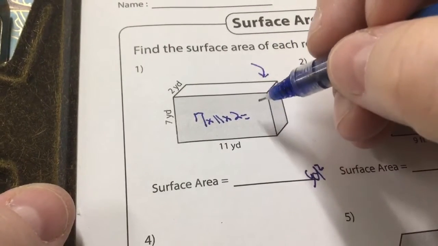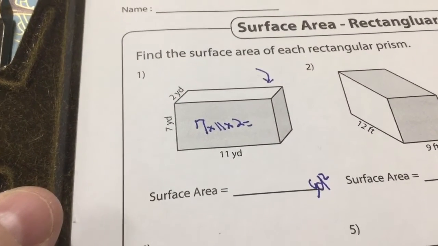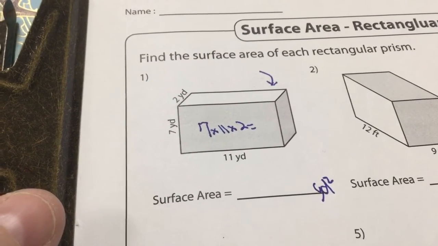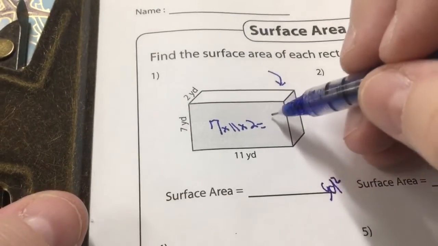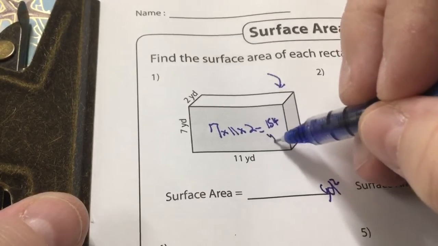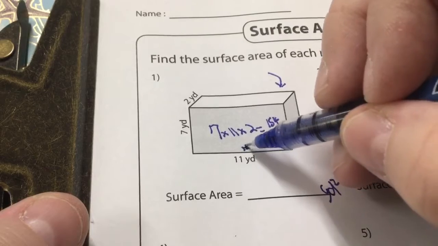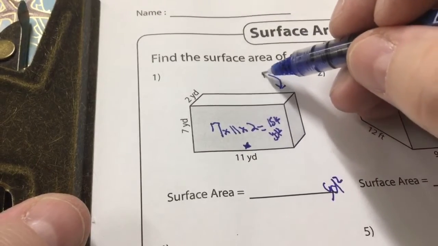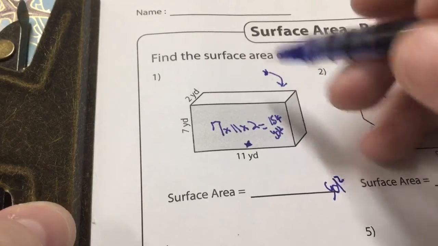And that'll give us, what, 7 times 11 is 77. And then I've got my calculator here. 77 times 2 is 154. So 154 yards squared, and that's this face, but it's also the face over here on the back. So that's the first number that we need.